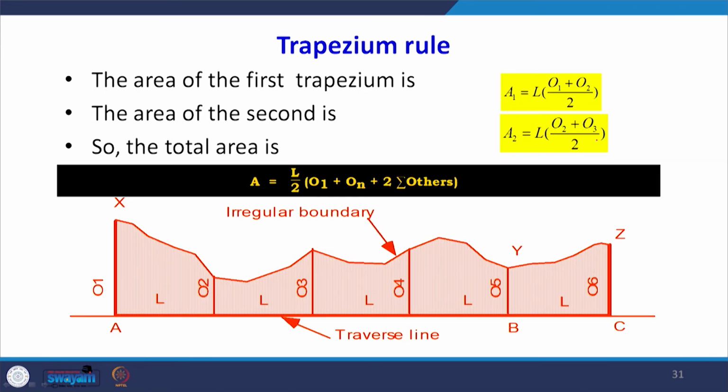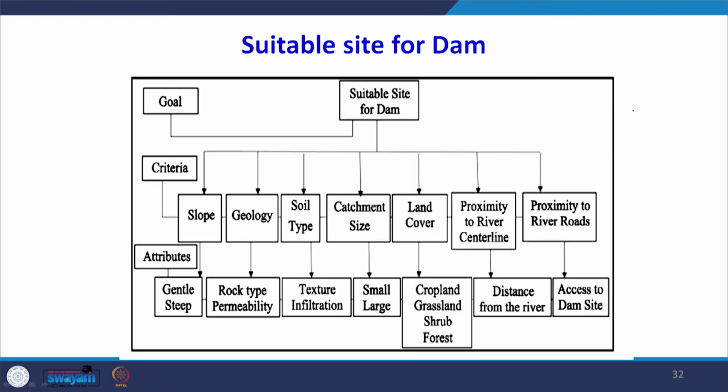Now there is the trapezium rule, there are some other relationships also, but the trapezium rule is most popularly used. It is a very simple relationship: we determine the area between two contour values at a regular interval, and then we use this formula. So the trapezium rule can be used to compute the area. Then site suitability analysis. So this is for a dam site.